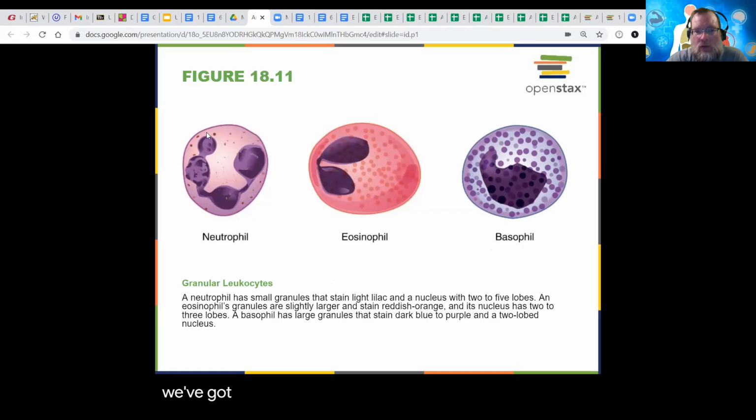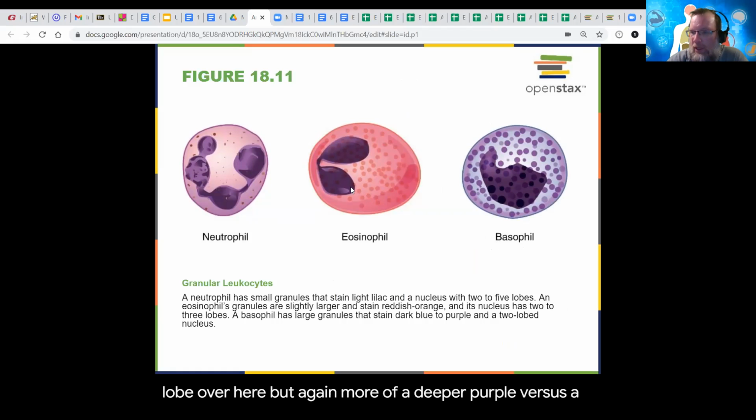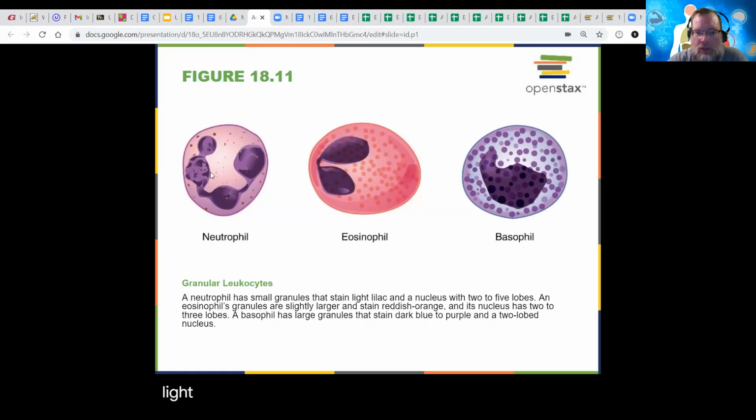Again, all of these are granular, so we see different grains. Multi-lobes of the neutrophil nucleus. We have a double lobed with the eosinophil. And then we get kind of a double lobe over here, but again, more of a deeper purple versus a brighter pink. This is a basophil. Neutrophil is right down the middle, so it gets kind of that light purplish color.